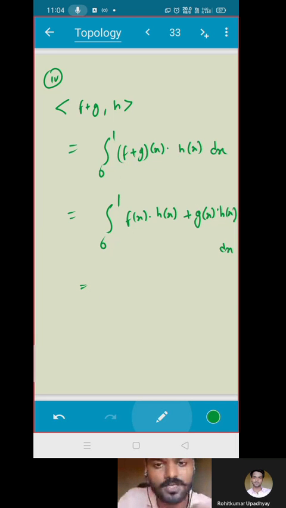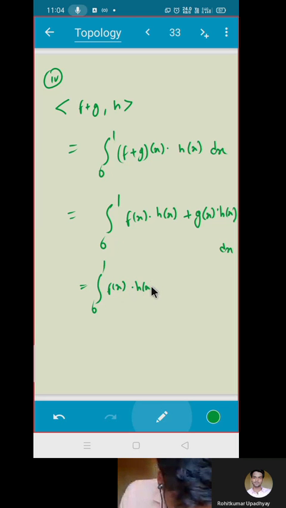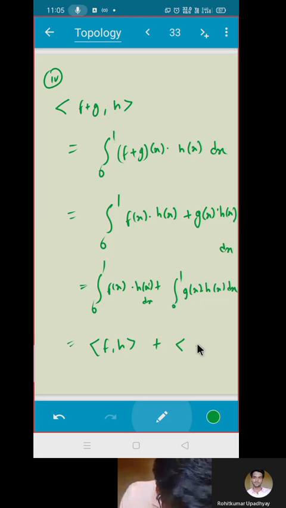Now we have the property of integration, that I can take integration to all the subsequent functions. Do you understand? So this will be the integral from 0 to 1 of f of x into h of x dx plus the integral from 0 to 1 of g of x into h of x dx. Correct? What is this? Inner product of f, h. What is this? Inner product of g, h. This is what you are supposed to prove, correct? Yes, sir. And one more thing, if you want to prove inner product of f comma g plus h, then that also can be proved like this only.